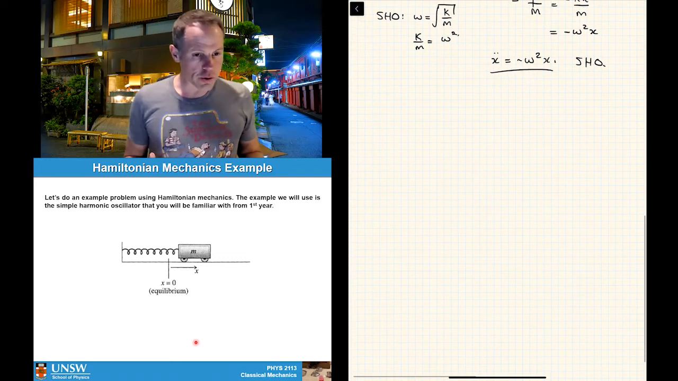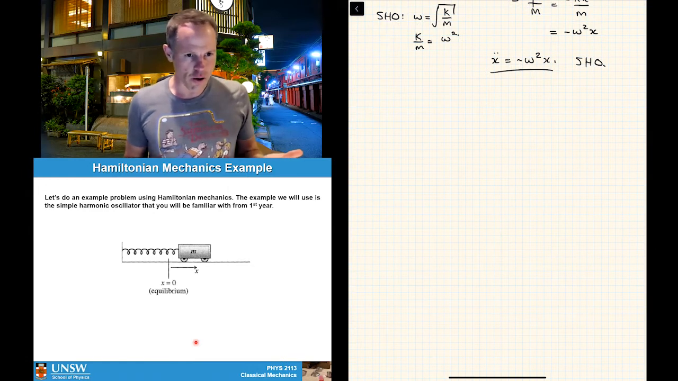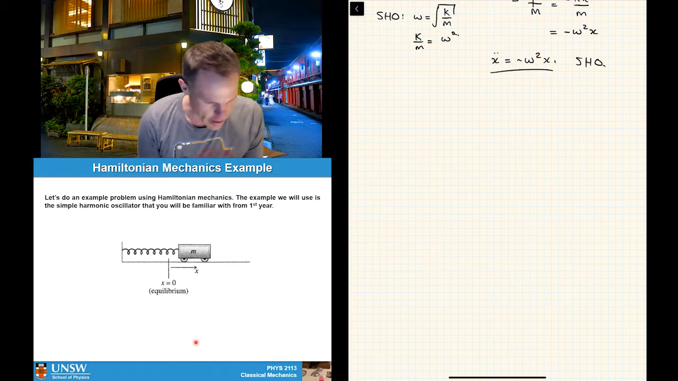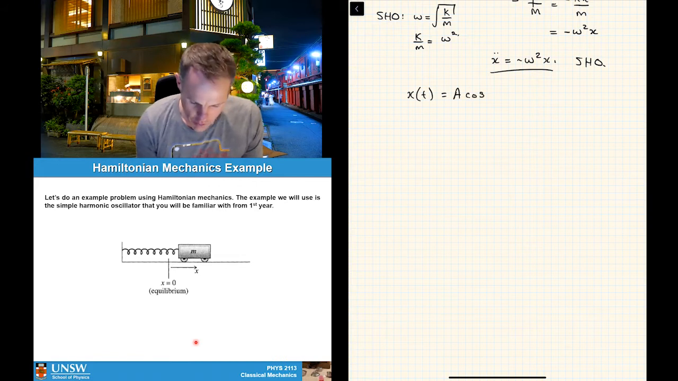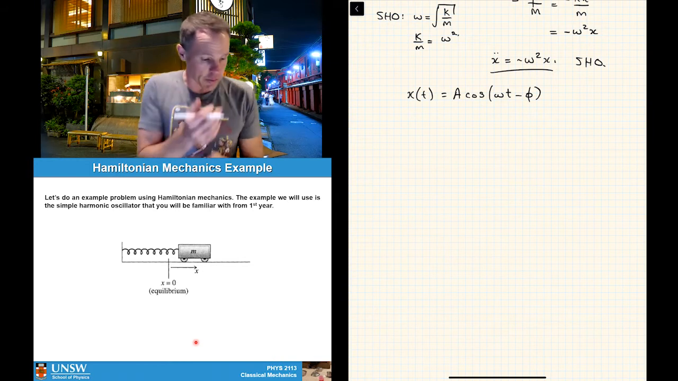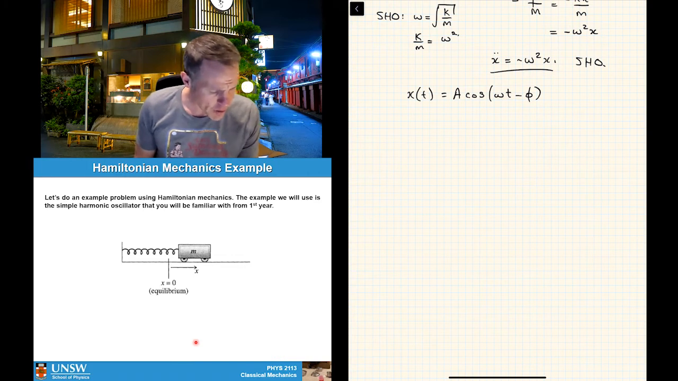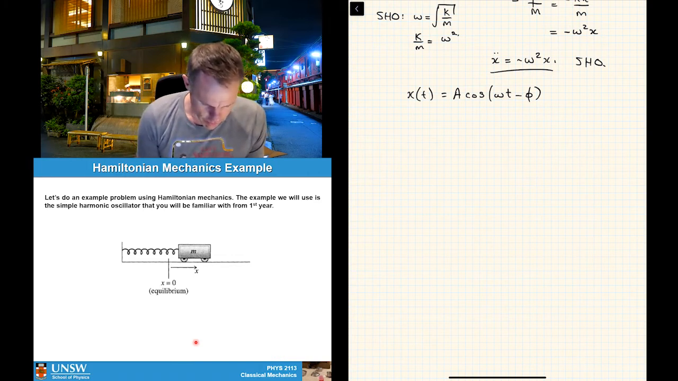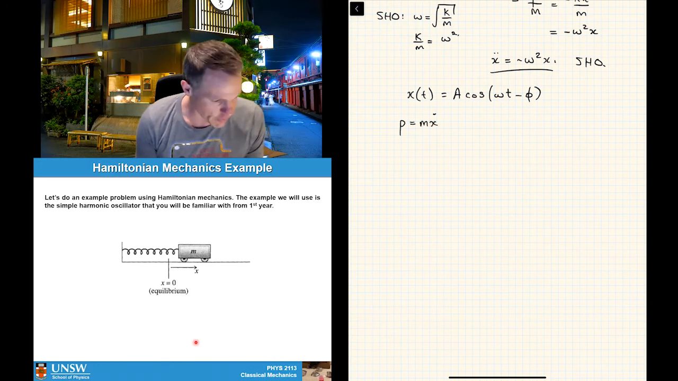You can go through and solve this. You'll have all done it in your first year courses, so I'm not going to labor the point by doing it here, but you will end up with something that looks like this. x of t is equal to A cos(omega t minus phi), where phi is just a phase factor, which tells you where you start in phase at a particular point in time. And your momentum in here would just be m x dot, for example.